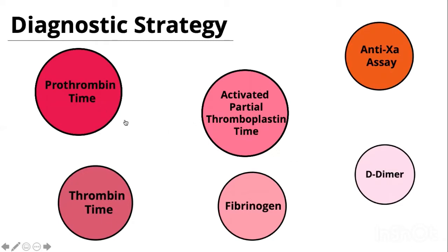In one slide, these are the routine coagulation tests: the prothrombin time, activated partial thromboplastin time, thrombin time, fibrinogen, D-dimer, and anti-factor 10A assay. Let's start with the prothrombin time.